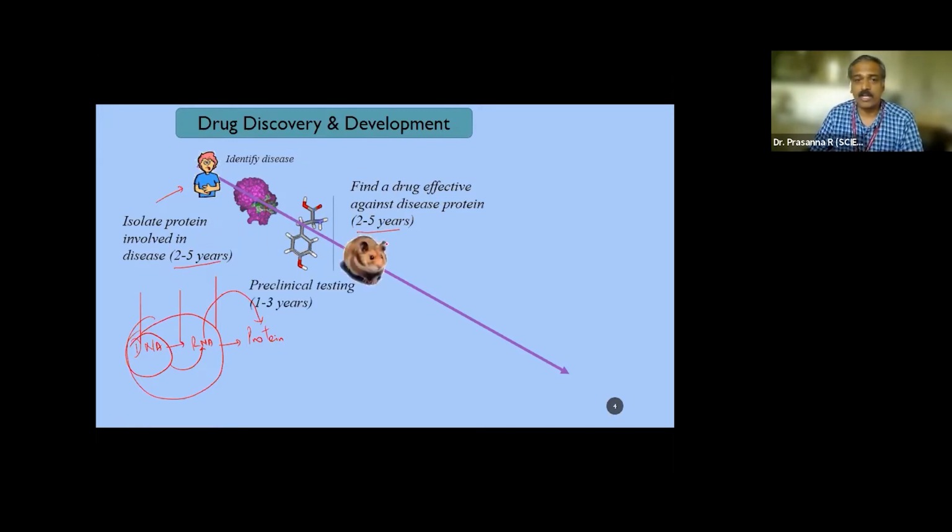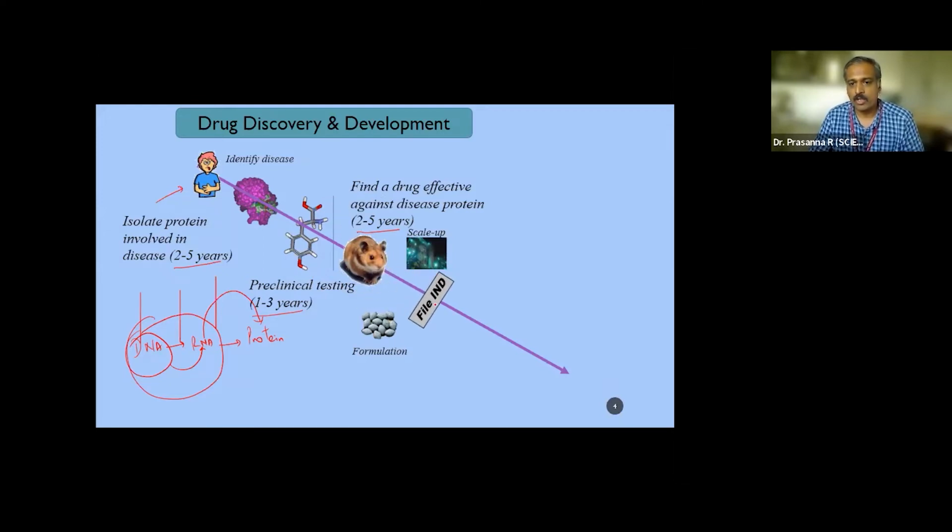After that, this is done at a computer level. You use computational methods and come up with a molecule, and then you prepare the molecule in the laboratory and go with preclinical testing on animals, which may take almost 1 to 3 years. Then you try doing the formulation of this molecule, either in the form of a tablet, a syrup, or an injection, whichever mode of delivery you want. And then you start scaling up from the laboratory scale to the industry scale.